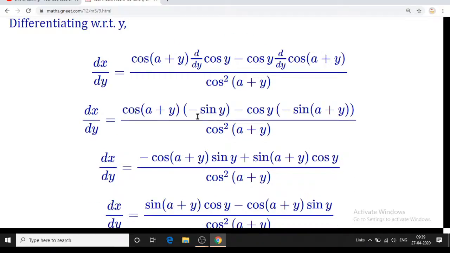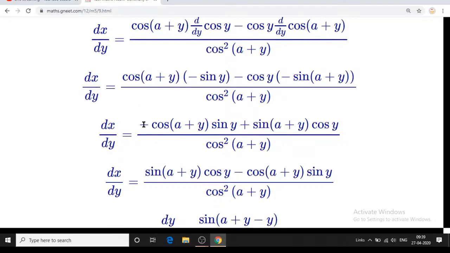Now this minus sign is there, so I have written minus cos of a plus y sin y. This minus minus becomes a plus, sin of a plus y cos y. Now as the first term is negative, I have written it next. So first I have written sin of a plus y cos y minus cos of a plus y sin y. Now we have studied the formula in the 11th.